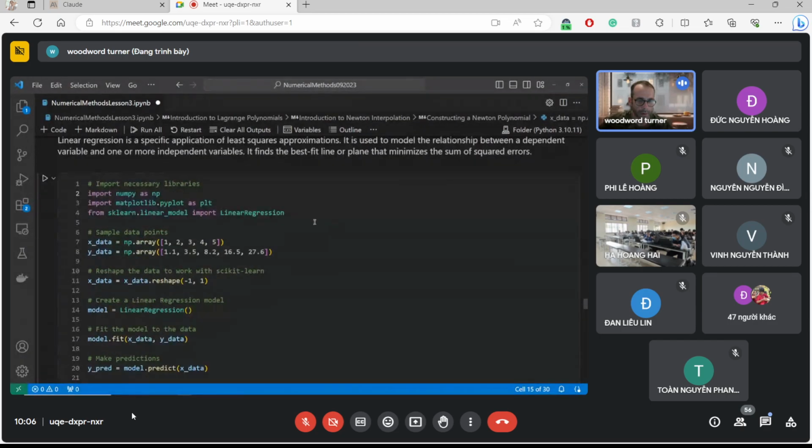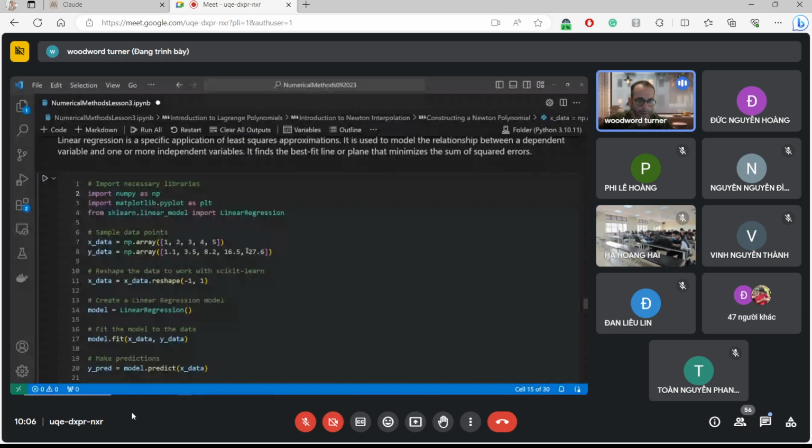All right, so I've collected some sample data points here. I've got my X data, which is just 1, 2, 3, 4, 5, and then I've got some Y data, which is 1.1, 3.5, 8.2, 16.5, and 27.6. And what you can see is that something slightly monotonic or linear is happening, or at least, as the X values go up, the Y values go up. So that's maybe a good place to start with a linear regression or a least squares technique.